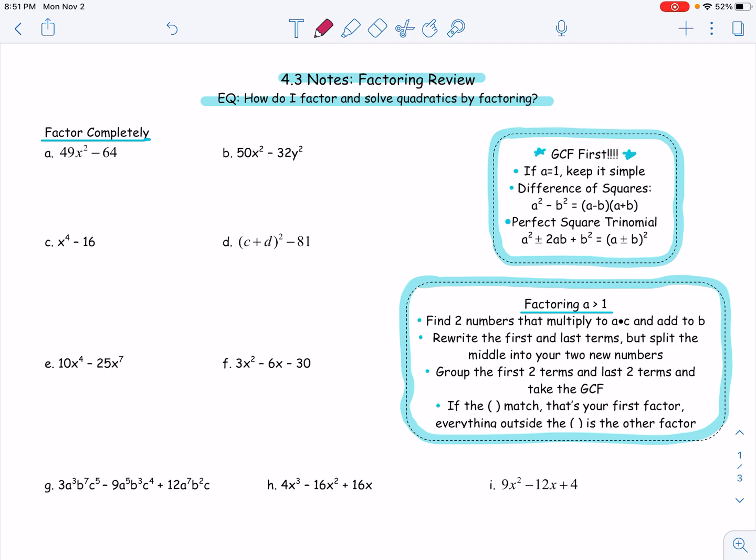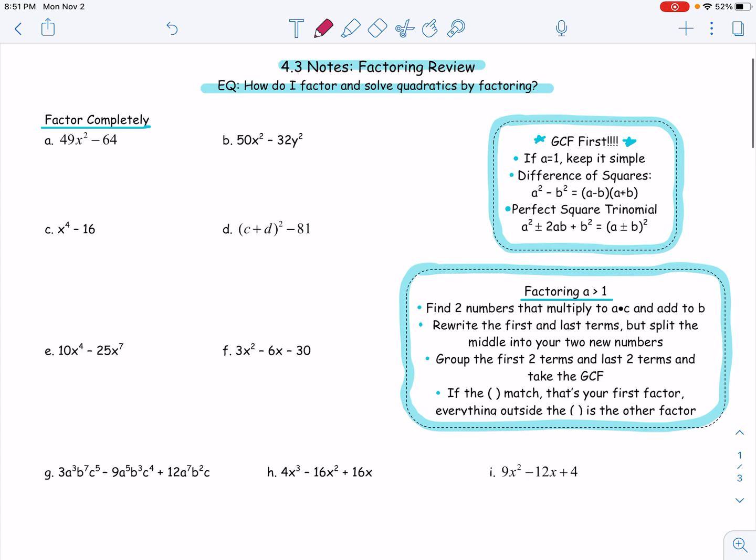Hello, here we go. 4.3. Factoring. This is definitely a review. So how do we factor? And we're going to talk about how we solve a quadratic by factoring.